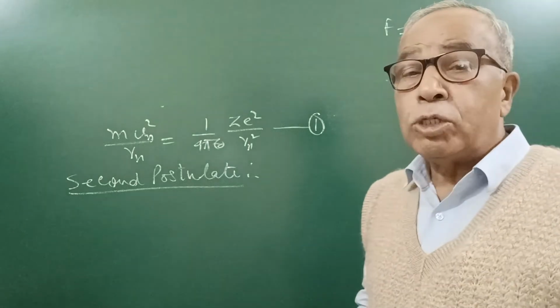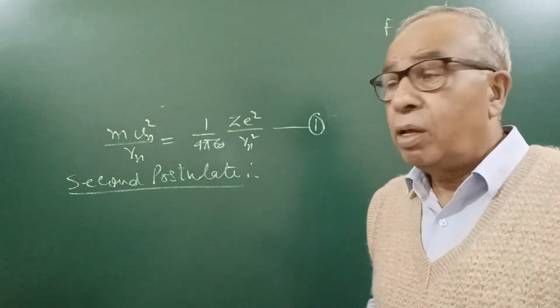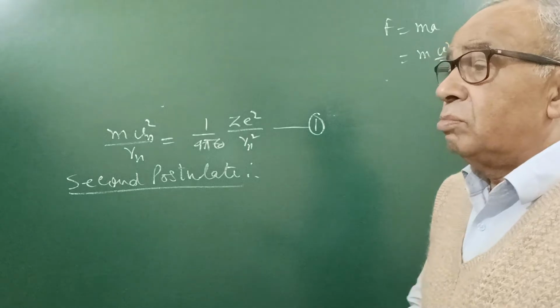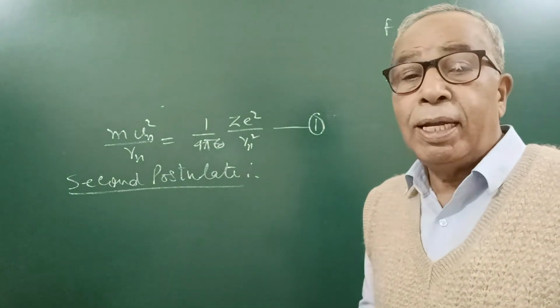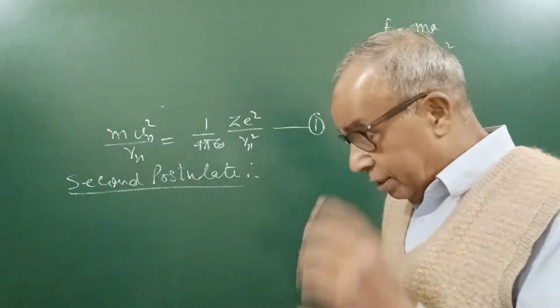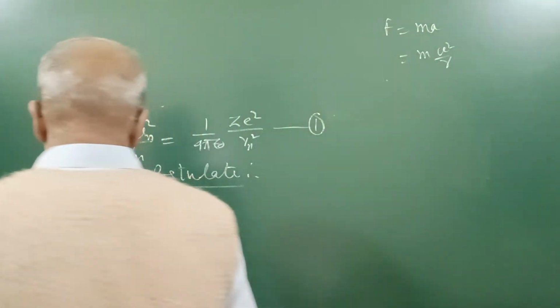In the second postulate, Bohr used quantum mechanics as well as classical mechanics together. एक साथ कैसे?